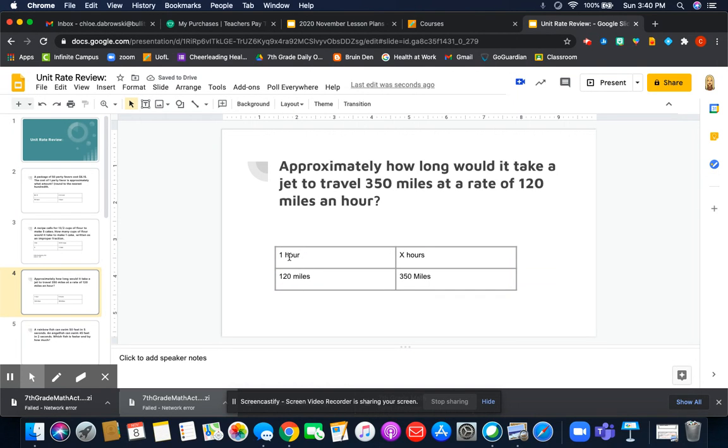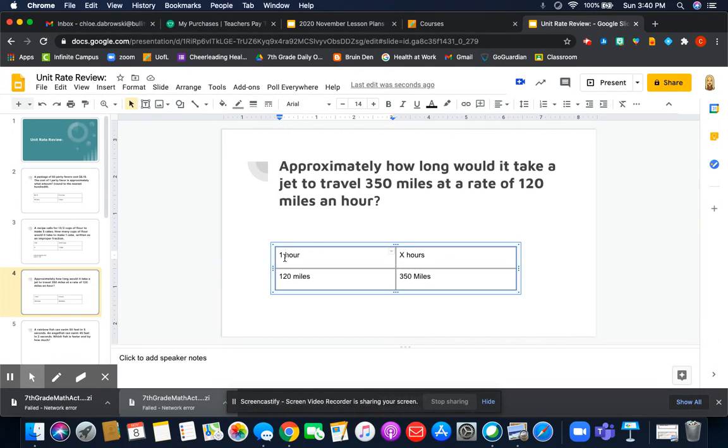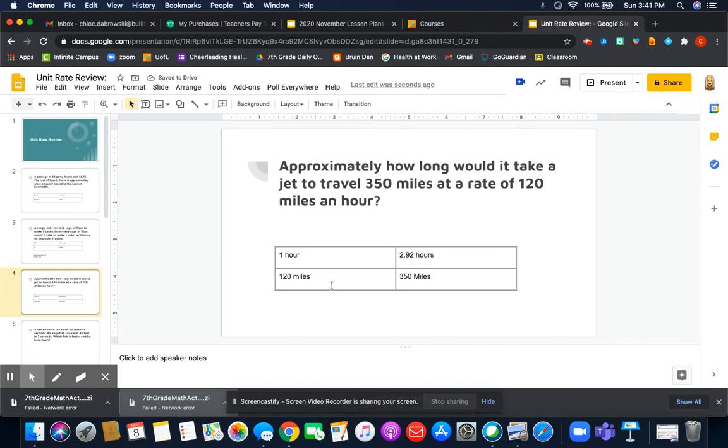All right, so if I look over here, I know that 1 times 120 is going to give me the multiplication for this side. So I need to do the same thing on this side. So I need a number times 120 that is going to give me 350. If we take 350 divided by 120, I'm left with 2.9166 repeating. So I am just going to round that to 2.92, and we can leave that as that.